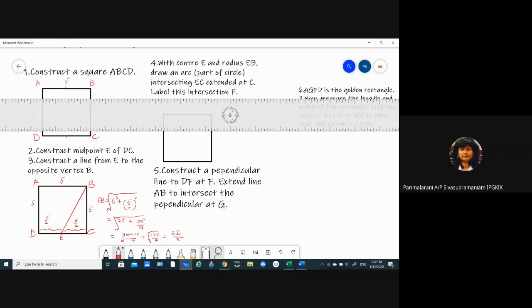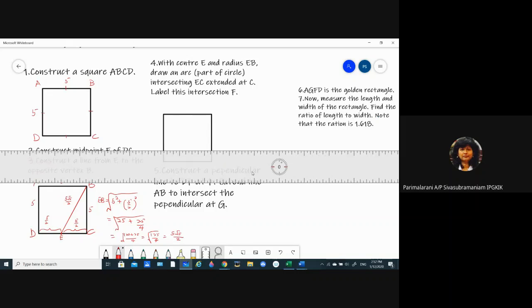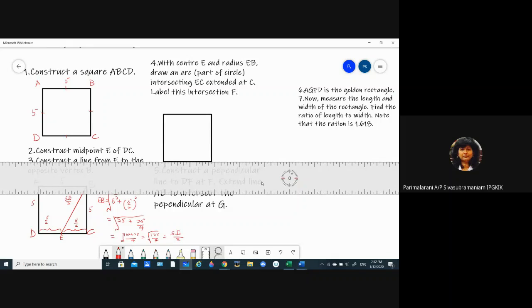Okay, it's 5/5/2, okay? So this is your answer. So we know that the length of EB is 5 root 5 over 2. Okay, so we know length of EB is root 5 over 2. Now, okay, now we are going to draw a circle. But before we draw the circle, actually we can draw this later or we can draw it earlier.